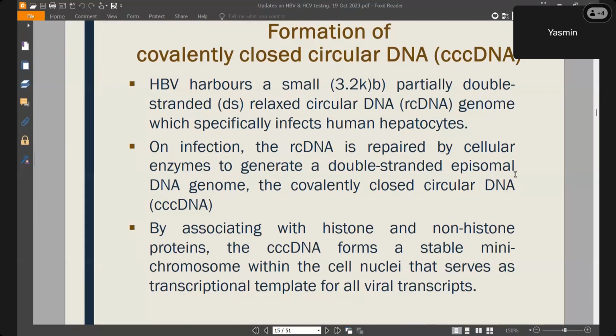Now, once this is repaired by the cell enzyme on infection, what it does is it will generate a double-stranded episomal DNA, which is covalently closed circular. Right? This is our cccDNA. Now, the ironic thing is that when it's associated with certain proteins, histone, non-histone proteins, this cccDNA actually forms a very stable mini chromosome inside the nuclei. And it is this cccDNA that actually serves as a transcript template for all the viral transcripts. This is the pain in the you-know-where.